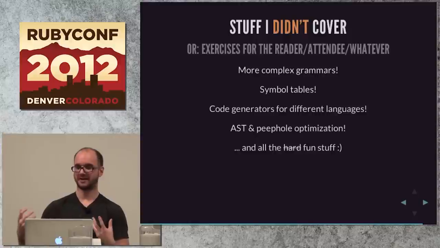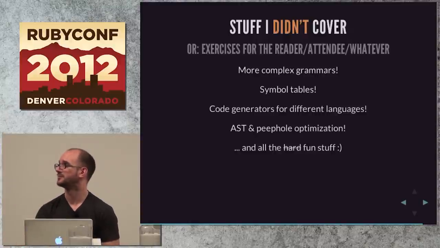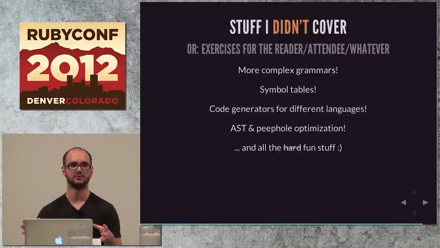All right, so just winding up quickly, stuff I didn't cover: more complex grammars being the most obvious one. And there's a whole bunch of other stuff that comes into compilers but isn't core to implementing a very basic compiler if you're just starting out or looking to experiment.